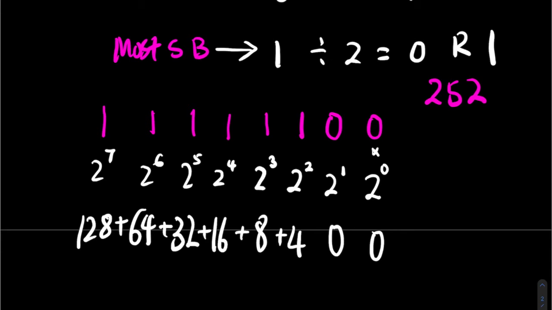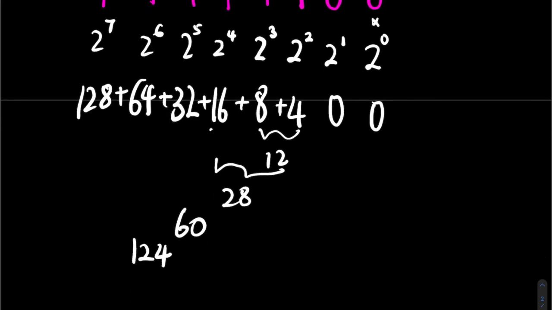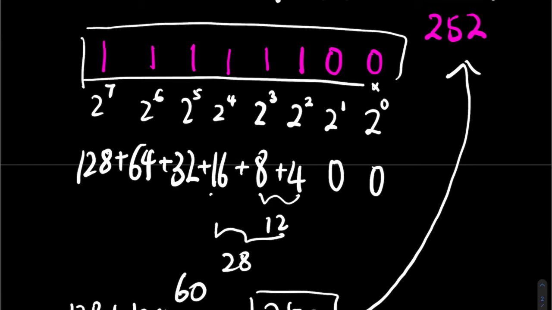Now to get the decimal number, we add those numbers together. So we got 28, plus 32, we got 60, plus 64 is 124, plus that, we got 252. And it is the same as this one. So we know we got this binary number right.